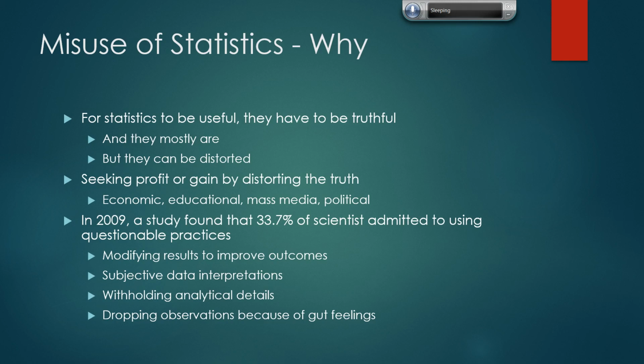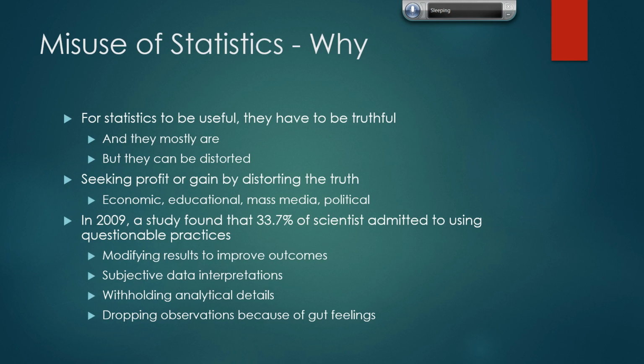Seeking profit or gain by distorting the truth is one of the most common reasons why somebody who's conducting a study would in fact misinterpret the results. That gain can be economic, there's money to be made; educational, there are academic achievements to be furthered; mass media, trying to grab the headline or put together something that is exciting to its audience; and there's also political. Politicians do this all the time, or there could be political movements that are doing this. Okay? So those are some of the major reasons why people misuse statistics.